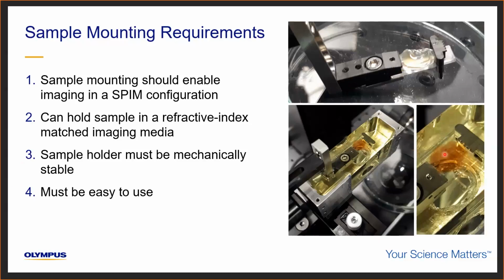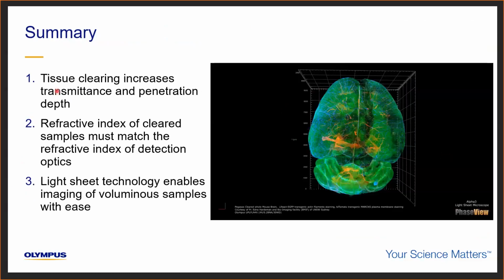Now, finally, to summarize today's talk, I would like to mention a few points. The first is that tissue clearing is critical to increasing transmittance and penetration depth of large samples. There are several protocols available to do sample clearing, including X-Clarity from Logos Biosystems, which Tim introduced us to. When imaging these samples, it is essential that you match the detection optics to the refractive index of the cleared sample. Finally, we spoke about many imaging technologies today and the advantages and disadvantages of these in several scenarios. For voluminous and cleared sample scenarios, we noticed that Lightsheet technology provides significant advantages.